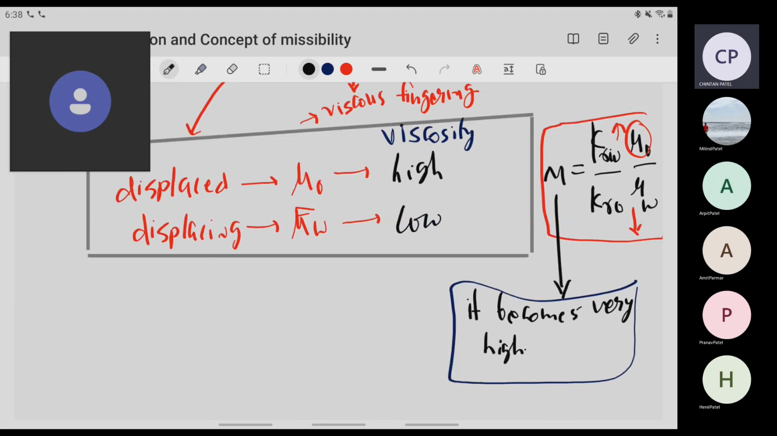So this is another disadvantage of gas flooding. Here we can connect with the API classification of crude oil with the recovery factor. Any question on this?